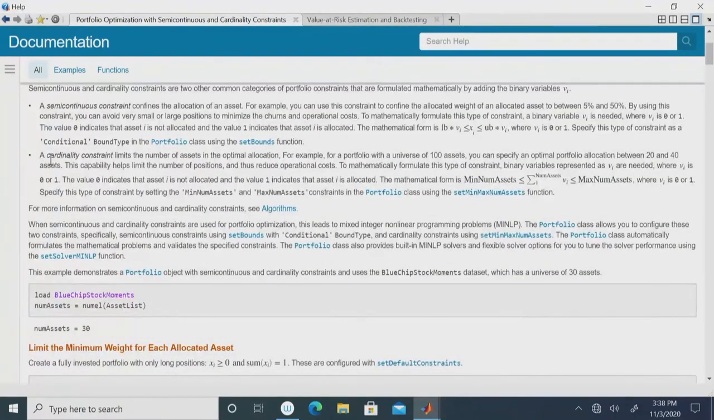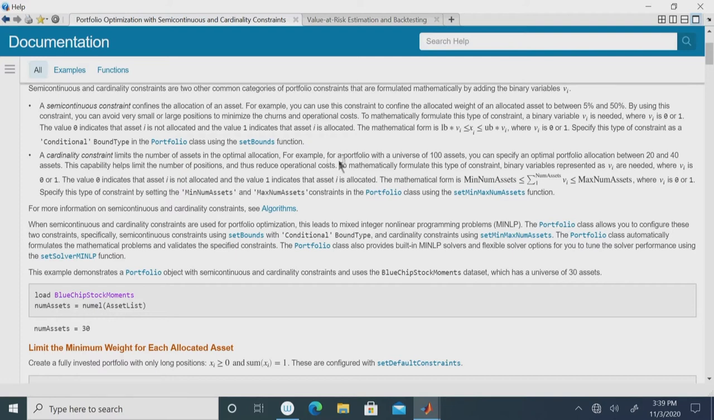The other constraint that we have is the cardinality constraint. So, as the name suggests, it puts the limit on the number of assets in the allocation. So, what happens is that if you are considering a universal set of assets, so for example, 100 assets or so, in that case, it is very difficult to actually make an allocation of assets in those 100 assets, given the resources that it will take up, both in terms of the computational cost as well as the transaction cost. So, accordingly, you would ideally like to have a portfolio with a lesser number of assets, so you can specify your optimal allocation between a certain number of assets.